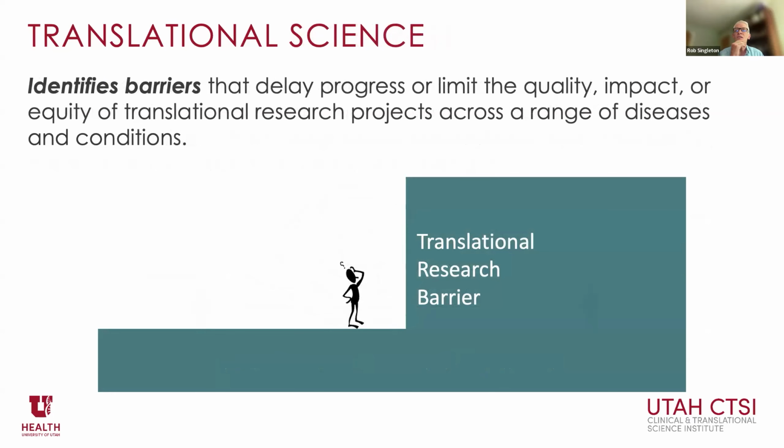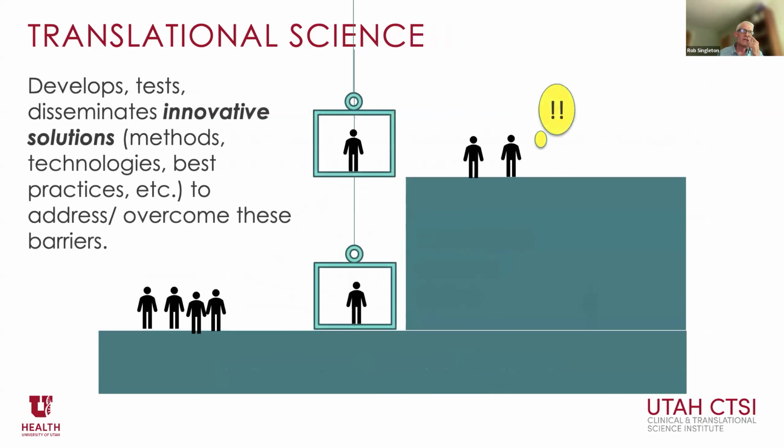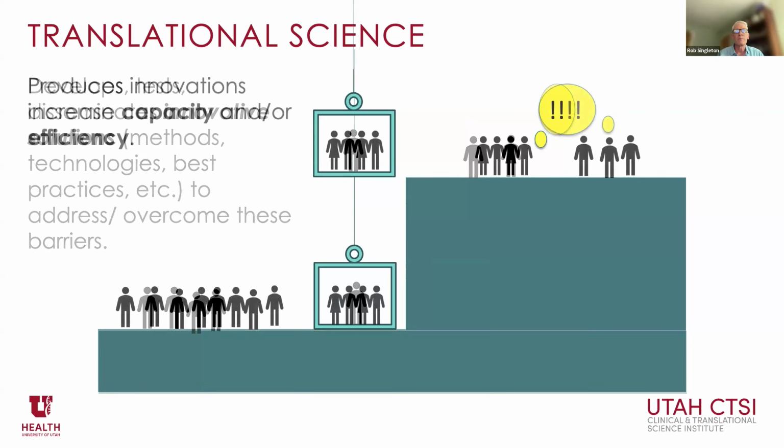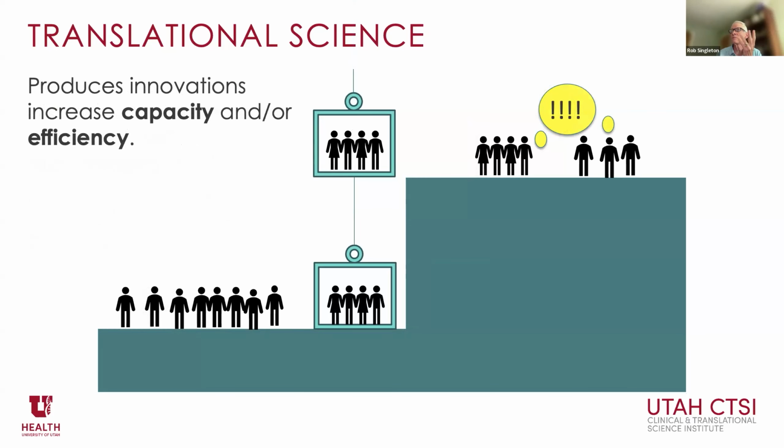Translational science identifies barriers that delay progress or limit the quality or the impact or the equity of translational research projects across a range of diseases and conditions. And then it imagines innovative solutions to address or overcome those barriers. And one simple concept about this is that these translational science innovations can increase the capacity or the efficiency of steps in translational research.